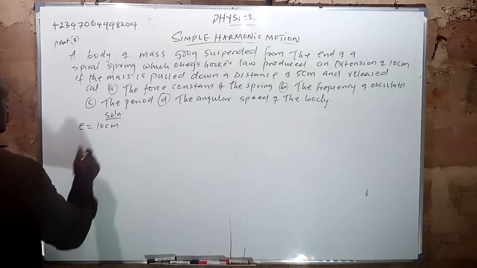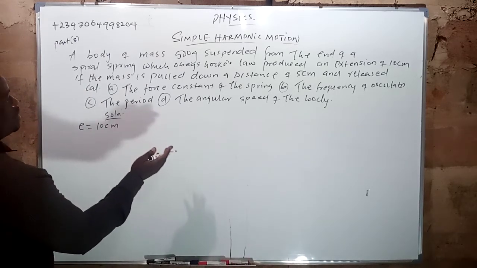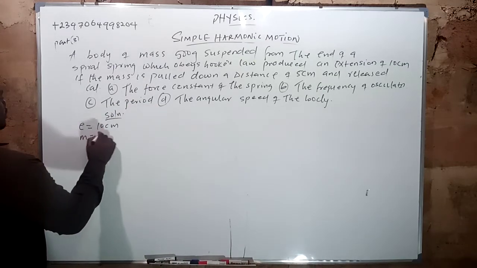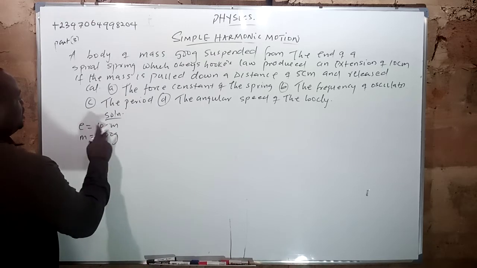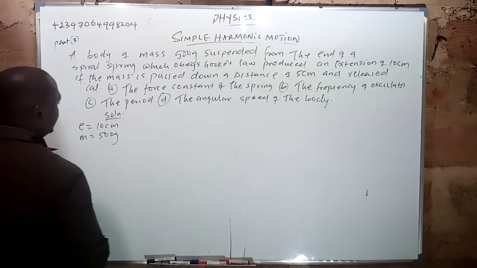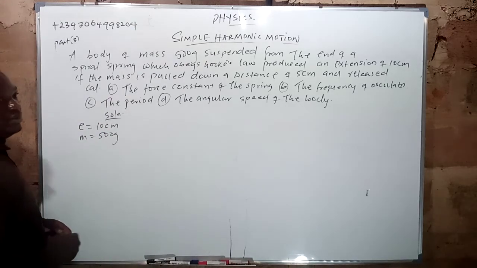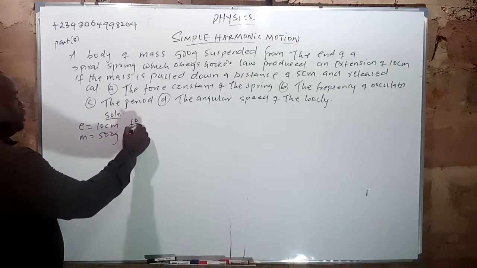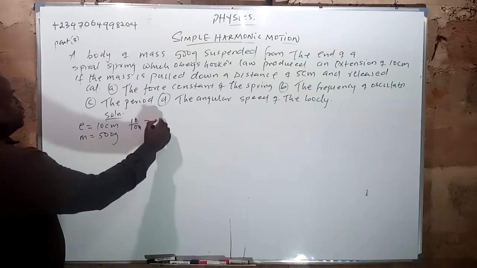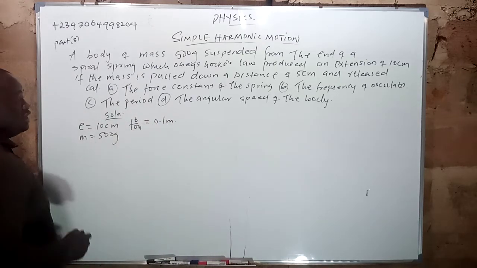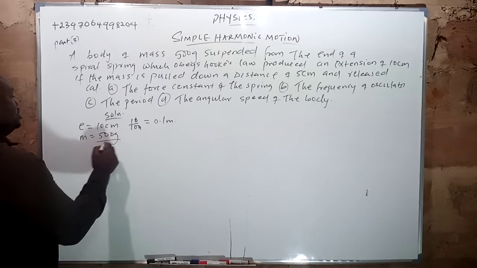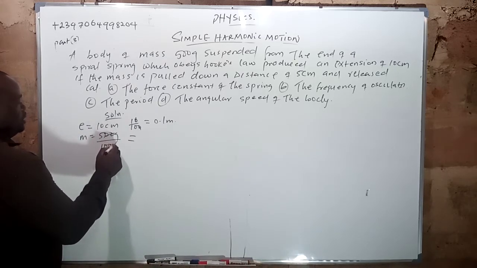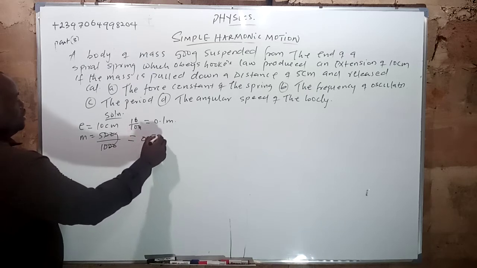So from Hooke's law, the force constant, then the mass, so we have a mass of 500 grams. From here, the extension has to be in meters, so I have to convert my cm to meters, right? So I'll divide by 100. That should give you 0.1 meters. The same thing is happening here. My mass must be in kg, so I divide by 1000. So what you will get is 0.5 kg.